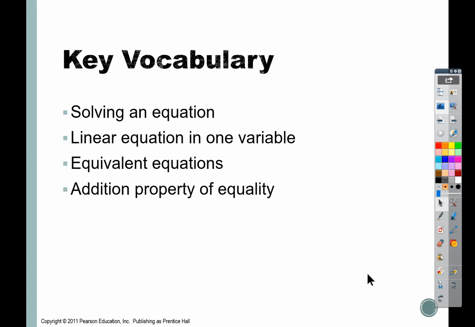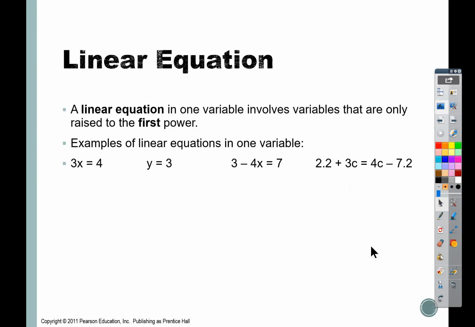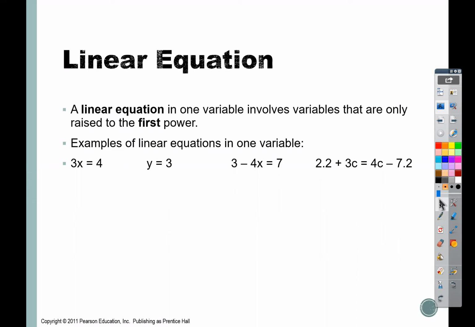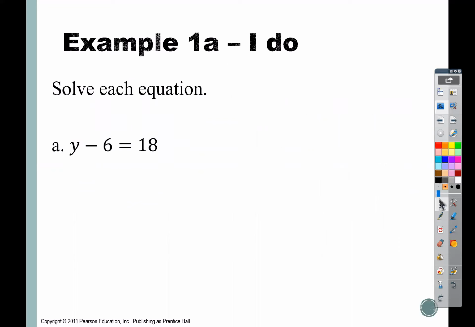Key vocabulary is solving an equation, linear equation in one variable, equivalent equations, and addition property of equality. So a linear equation in one variable involves variables that are raised to the first power. Examples of linear equations in one variable are listed below. You'll notice in all of these, they only have one variable, and it doesn't matter if it's x, y, or c. They only have one variable, and that variable is only raised to the first power.